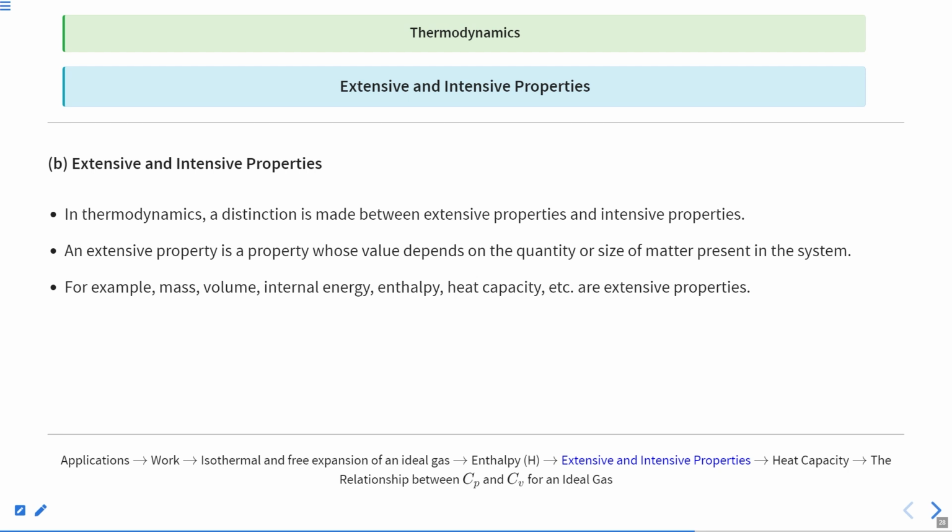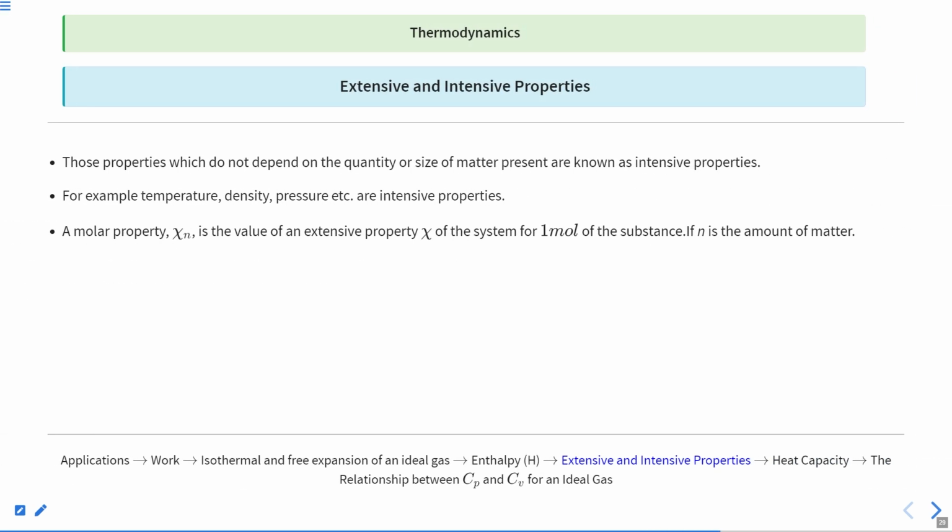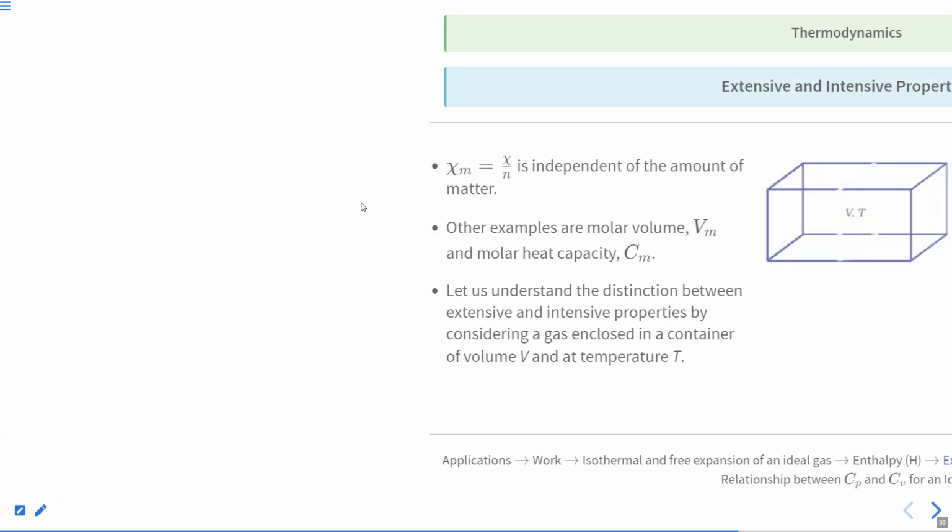Right? Internal energy, enthalpy, heat capacity, all are extensive properties. Whereas those values that do not depend upon the number of particles are called intensive properties. Examples are molar properties, all the properties which are defined for 1 mole, like molar enthalpy change, molar internal energy change, so that they are defined for 1 mole. So it is independent of the number of moles. Clear? So examples are temperature, density, pressure, etc.